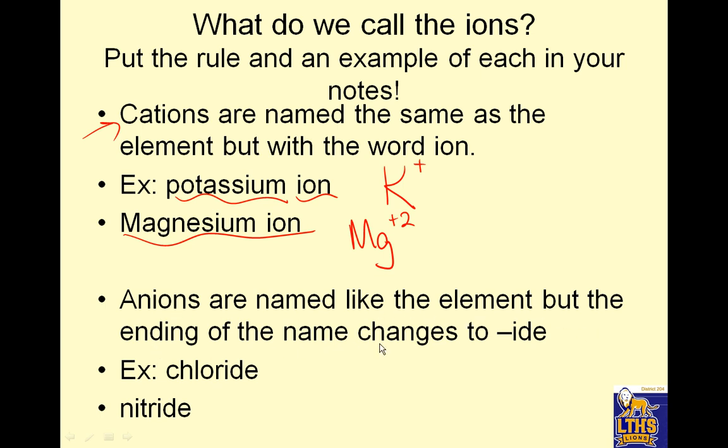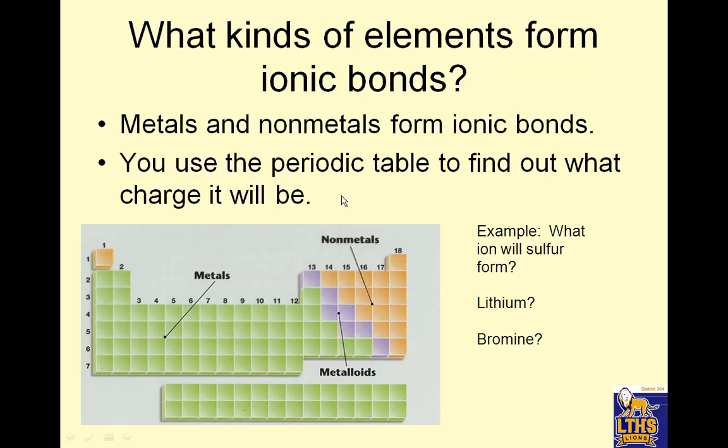Anions are named like the element, but the ending of the name changes to IDE. So what element was this? This used to be chlorine, but now it's a negative ion, so it's chloride. This used to be nitrogen, but now it's a negative ion, and it's nitride. Okay, so change the ending of the anion to IDE, and change the name of the metal ion to the word ion.